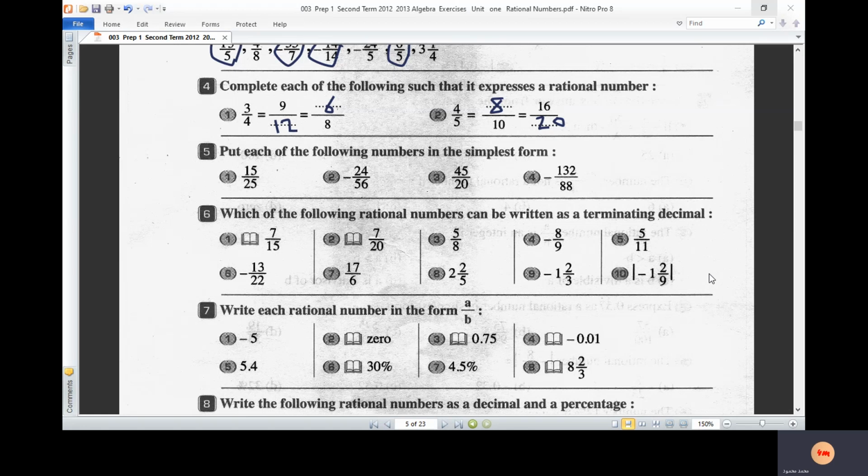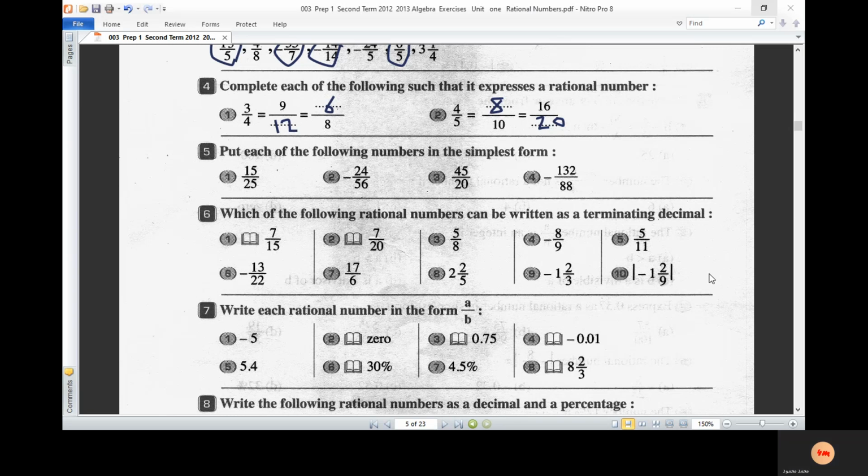Now, which of these can you write as a decimal? A terminating decimal means a decimal that ends, not a recurring decimal. A recurring decimal is a decimal that has no end, it repeats, like 0.3333 and so on.